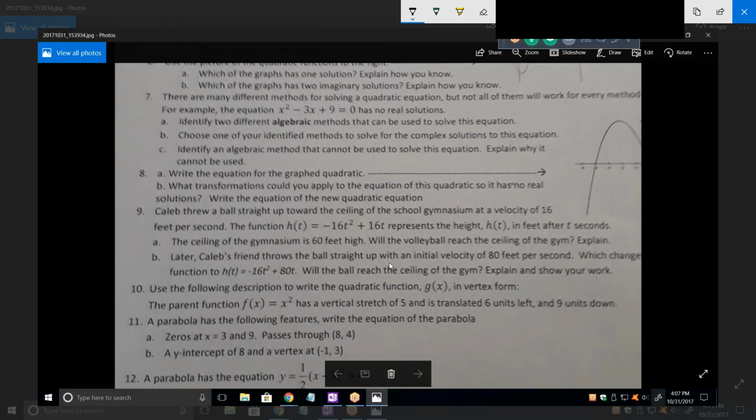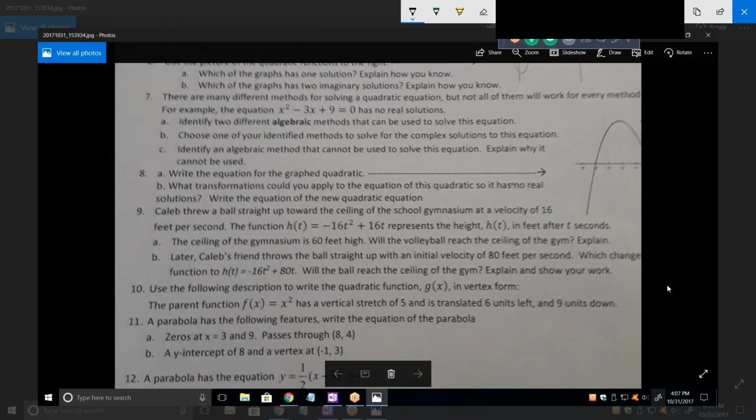Cool. Okay, number 9. Now we're talking about projectile motion. Anytime you throw a ball, whether it goes straight up in the air and straight back down, or whether you throw it at an angle, it is going to follow the path of a parabola. If you kick a football, it's going to follow the path of a parabola. If you hit a baseball, anything that is contending with gravity ends up with the path of a parabola.